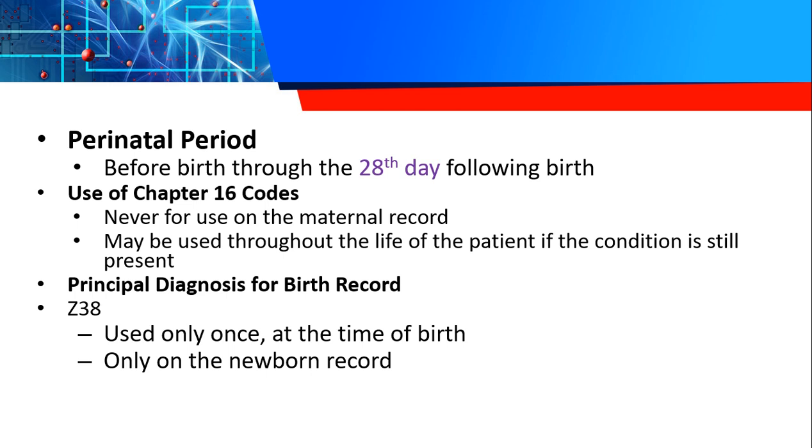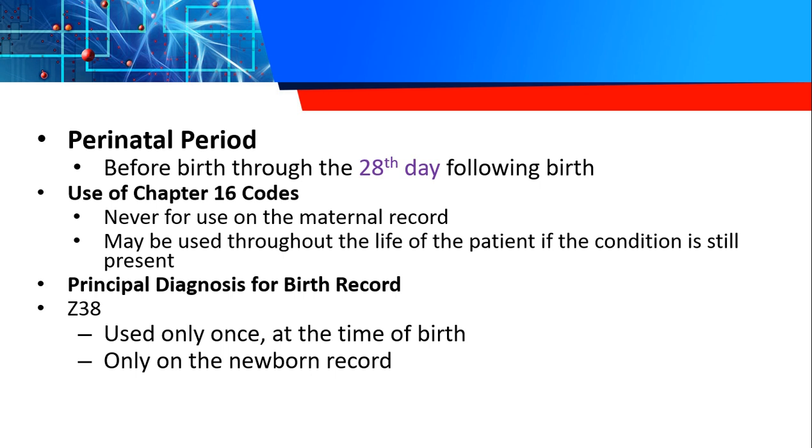So your perinatal period is before birth through the 28th day following birth, meaning up to the delivery, up to 28 days after the delivery. Okay? That is considered newborn, because after the 28 days, it's no longer considered newborn. It's already considered infant. So since we are talking only about newborns here, we are only talking about a newborn up to 28 days. That is the definition of your perinatal period.